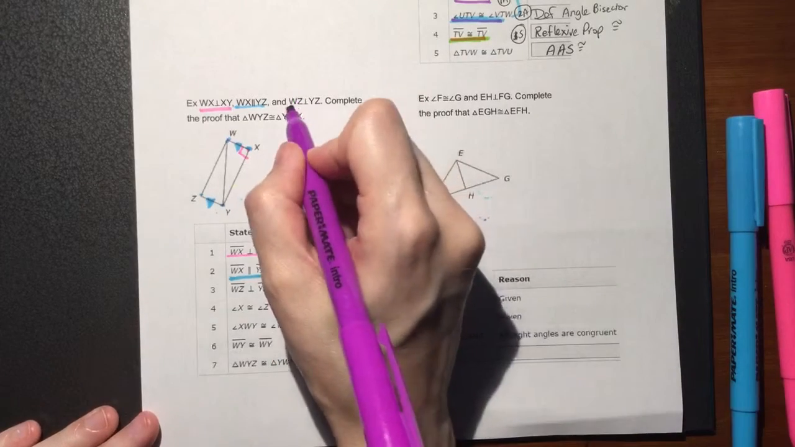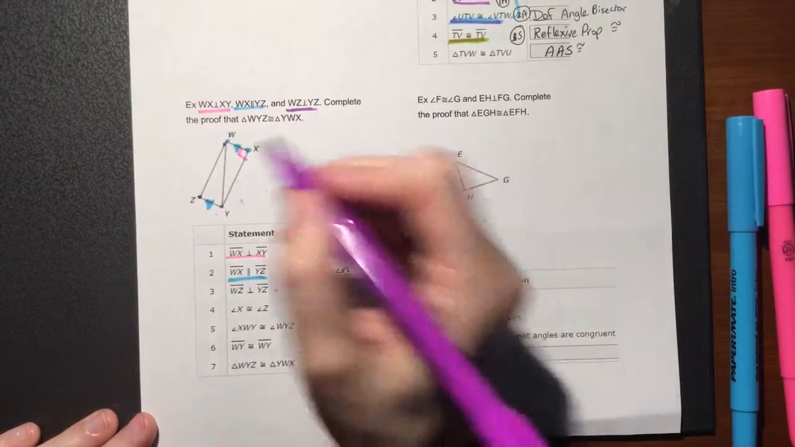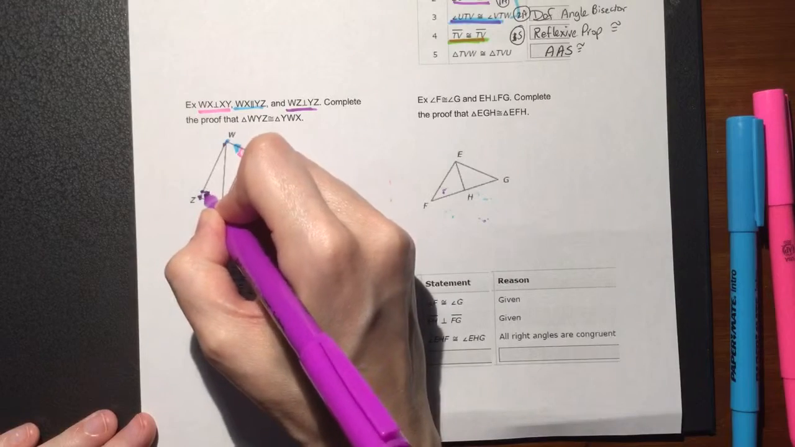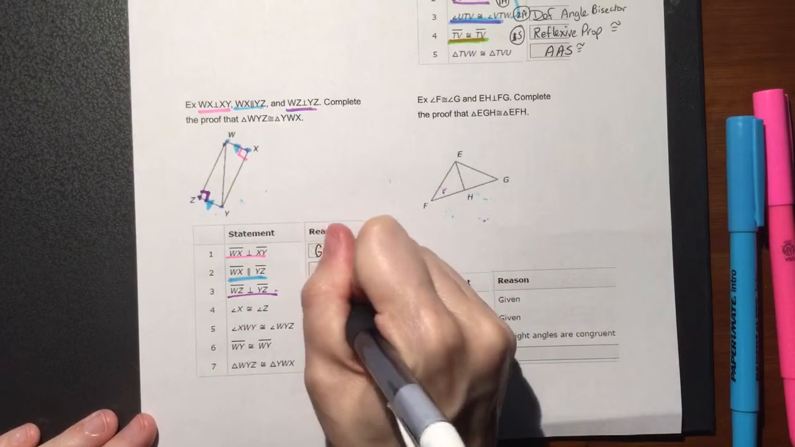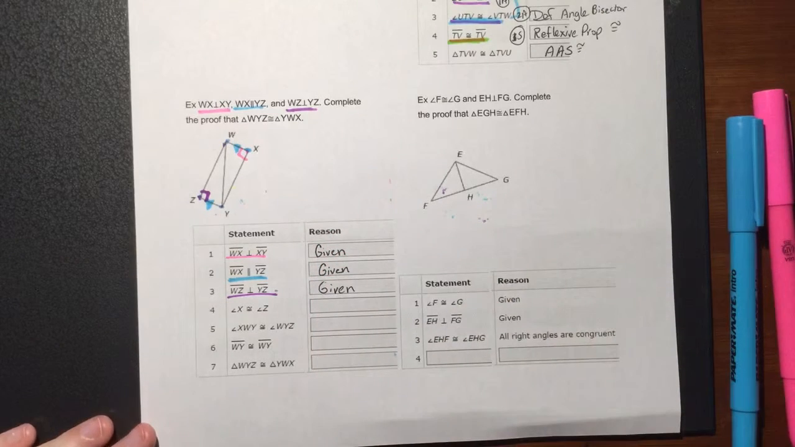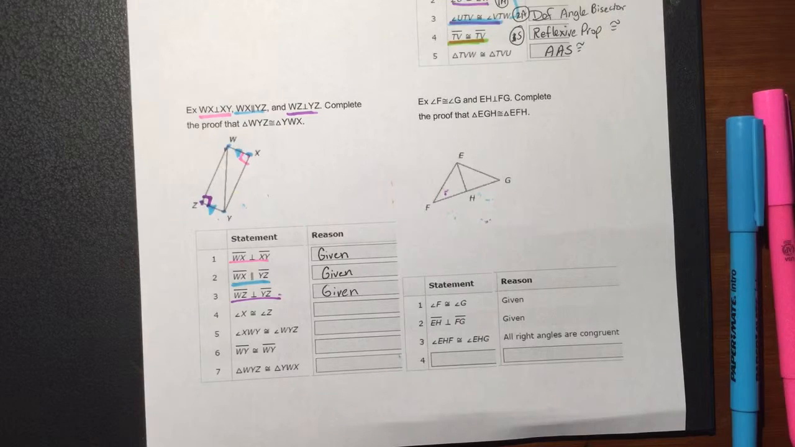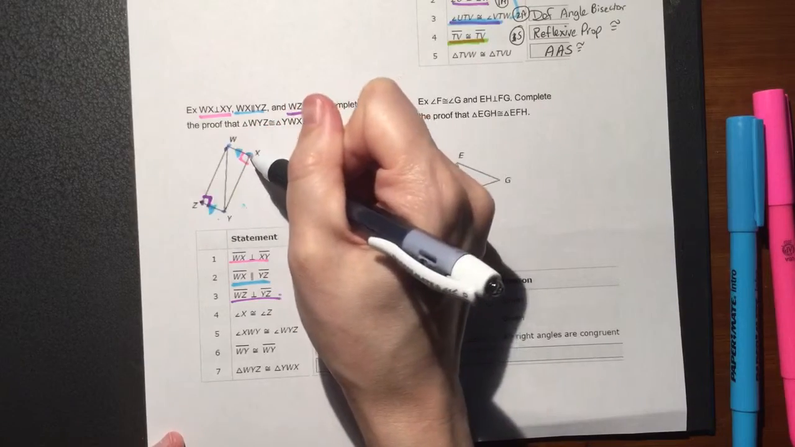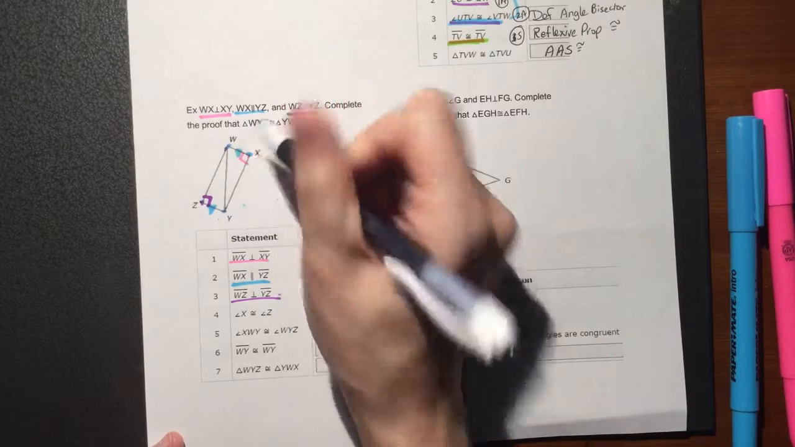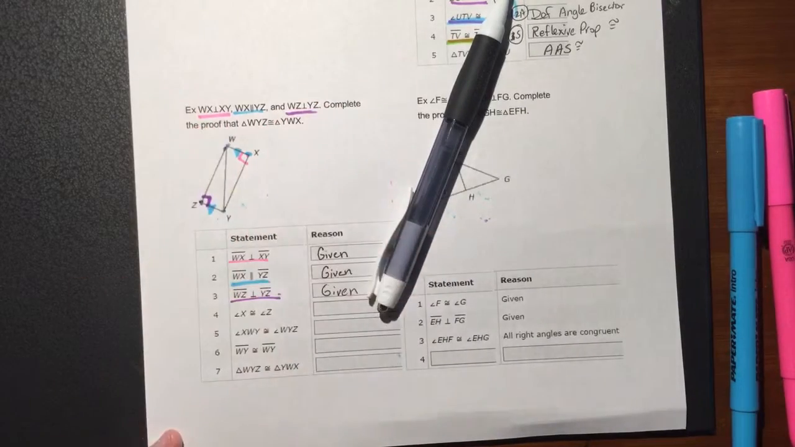And looking at the last one in our given, WZ is perpendicular to YZ. So there's a right angle right there. There's the statement right there. So there's another given. Alrighty. So we got all our given in there, and now we need to prove that those two triangles are congruent to each other. And specifically, they're looking for WYZ and triangle YWX. So pretty much the little left triangle congruent to the little right triangle.